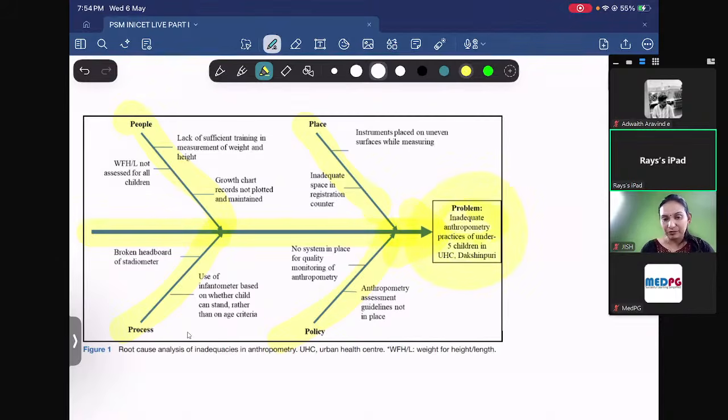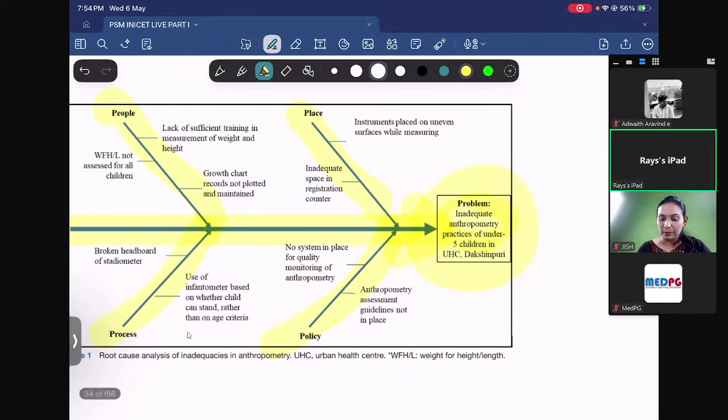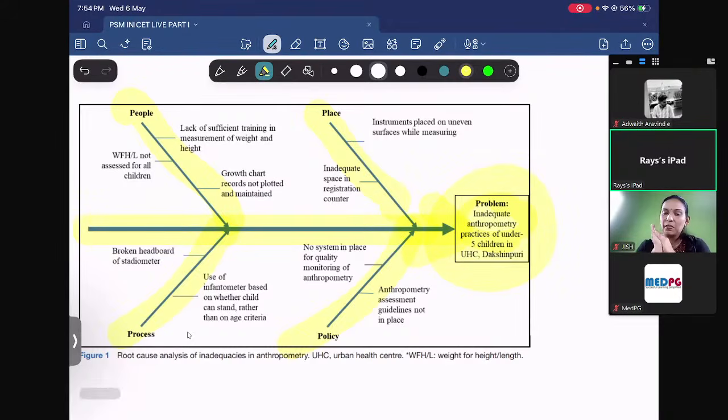In this particular paper that I've taken, they have identified a problem of inadequate anthropometry practices of under-5 children. So, what is the cause for this problem? It can be because anthropometry measurements are not taken properly. Because the people are not trained, that can be a reason. It can be because of the place, they don't have the proper instruments or something like that. It can be in the process or the policy, or many things. Basically, this diagram is trying to find out what all the causes are which led to this particular problem. It's just like brainstorming and finding out what all the issues are behind this problem. So this is used in a qualitative study to help find the root cause, and this is called an Ishikawa or fishbone diagram.